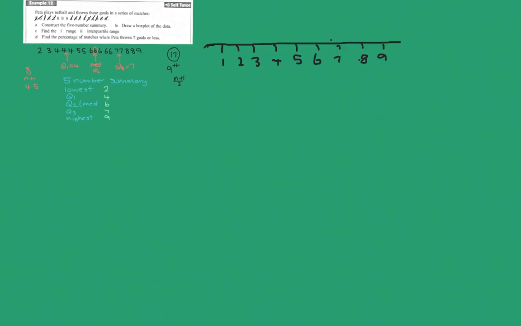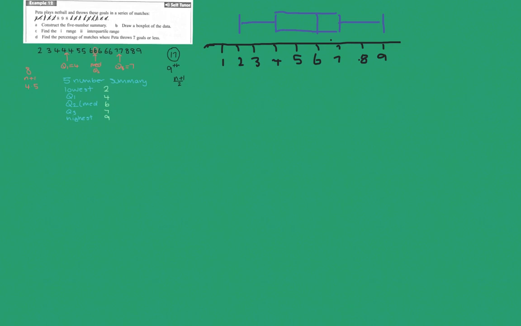First step is to draw a number line from 1 to 9 in our case. And then we're going to put our 5-number summary on the number line in vertical lines, about 1 centimetre tall. So 2, 4, 6, 7, and 9. Now we make a box using the middle 3 lines. And we make what are called whiskers with the outer 2 numbers, the outer 2 lines. And that's our box and whisker plot.